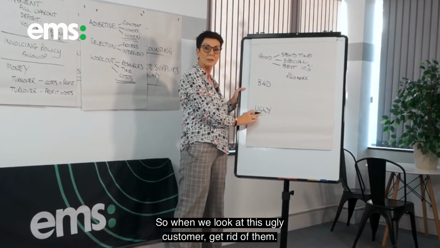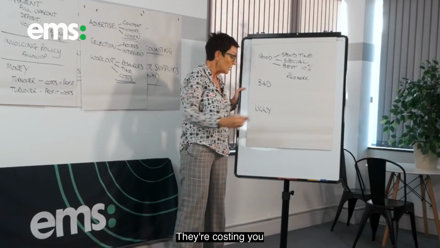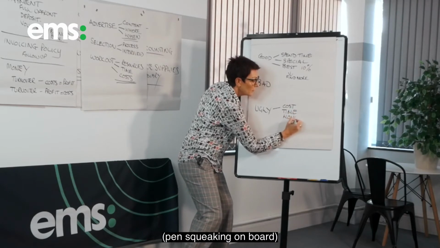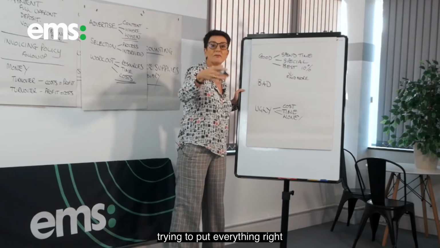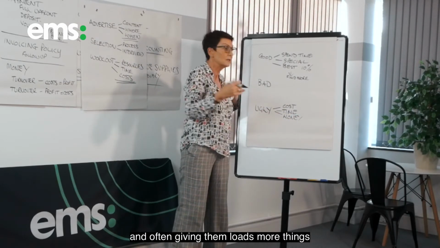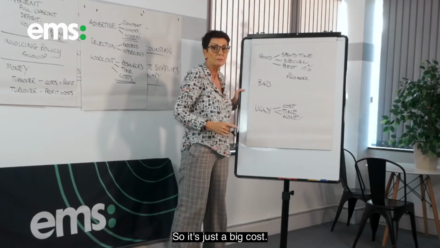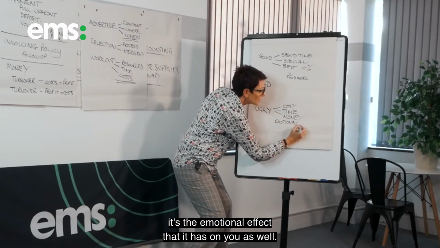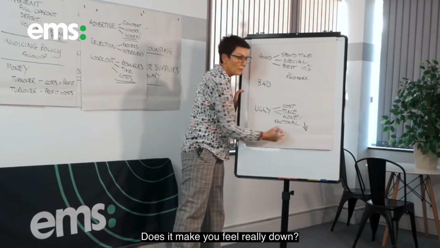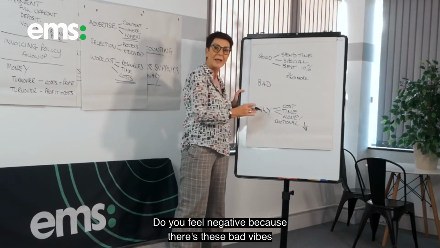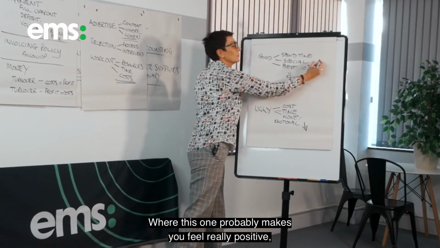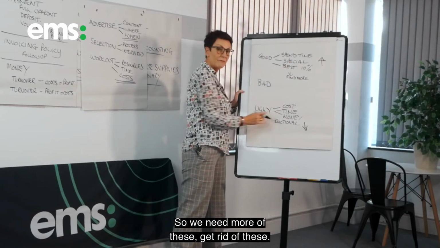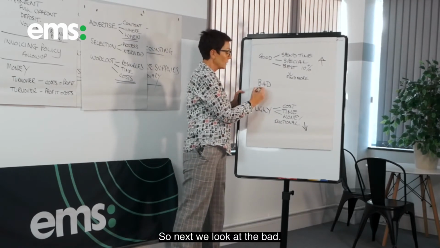So when we look at this ugly customer, get rid of them. They're costing you more time, more money, because you're spending so much time on them trying to put everything right and often giving them loads more things than you would give this customer. So it's just a big cost. But on top of all of that, it's the emotional effect that it has on you as well. Does it make you feel really down? Do you feel negative because there's these bad vibes that's coming around? Where this one probably makes you feel really positive, those positive vibes that's coming. So we need more of these. Get rid of these. So next, we look at the bad.